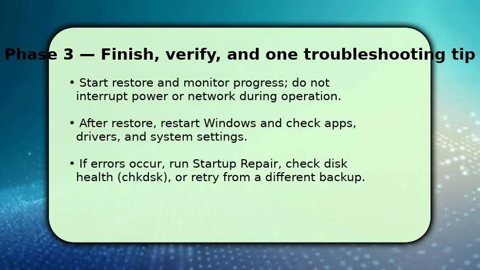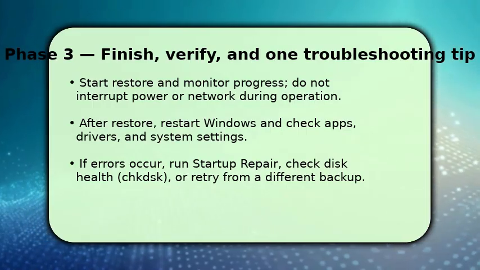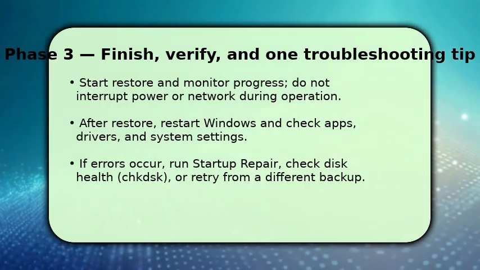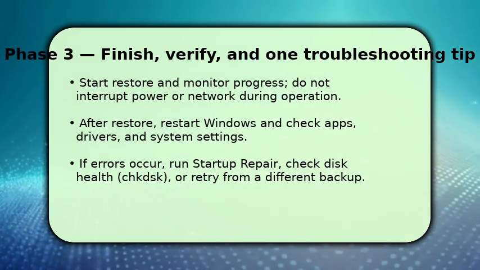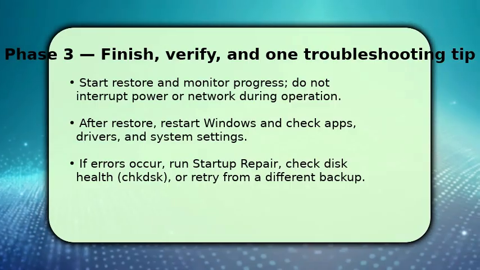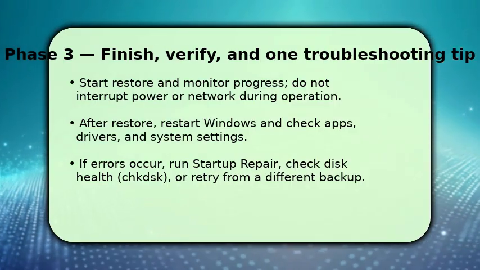Ensure devices function. If something went wrong, use Windows Startup Repair or run chkdsk to fix disk issues and then retry the restore from a different backup copy if available. Make sure to document any error codes. They guide your next steps.